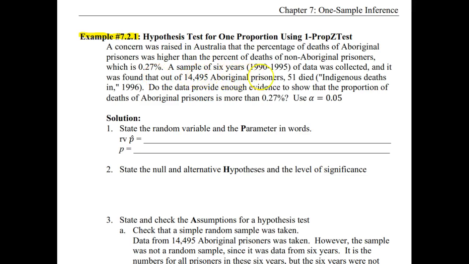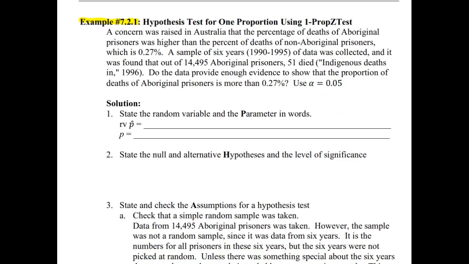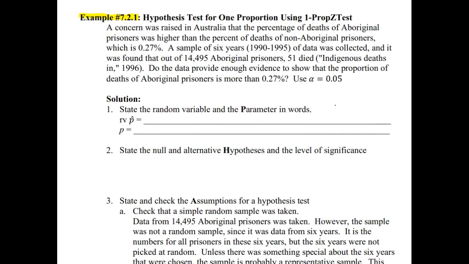So a sample of 6 years of data were collected, and it was found that of 14,495 Aboriginal prisoners, 51 died. Do the data provide enough evidence to show that the proportion of deaths of Aboriginal prisoners is more than 0.27%? And it tells us to use a level of significance, so alpha, our new symbol, of 0.05.